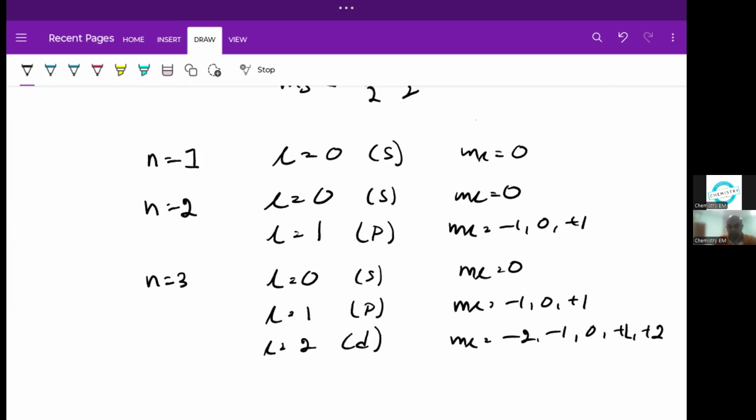We have done this one in the class as well. Based on that, we can define the quantum numbers: principal quantum numbers, azimuthal quantum numbers, and magnetic quantum numbers, as well as spinning quantum numbers. We can define them, right? So let's go to the tutorial.